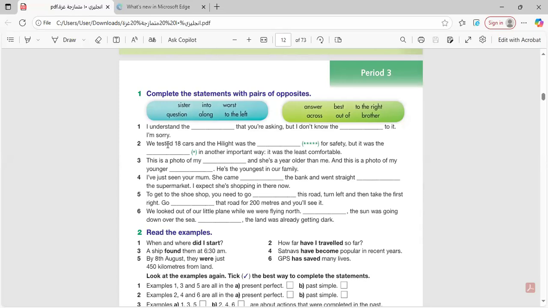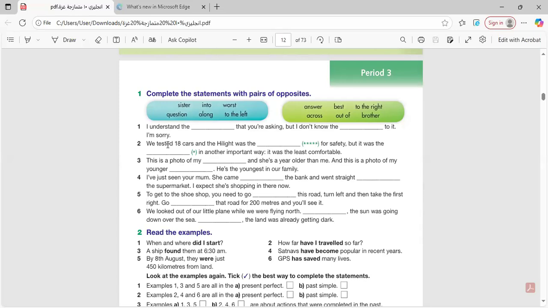Number 4. I have just seen your mom. She came along. She came into the bank and went straight out. She came out of the bank and went straight into the supermarket. I expect she is shopping in there now. Number 5. To get to the shoe shop, you need to go across this road, turn left, and then take the first right. Go along that road for 200 meters and you will see it.